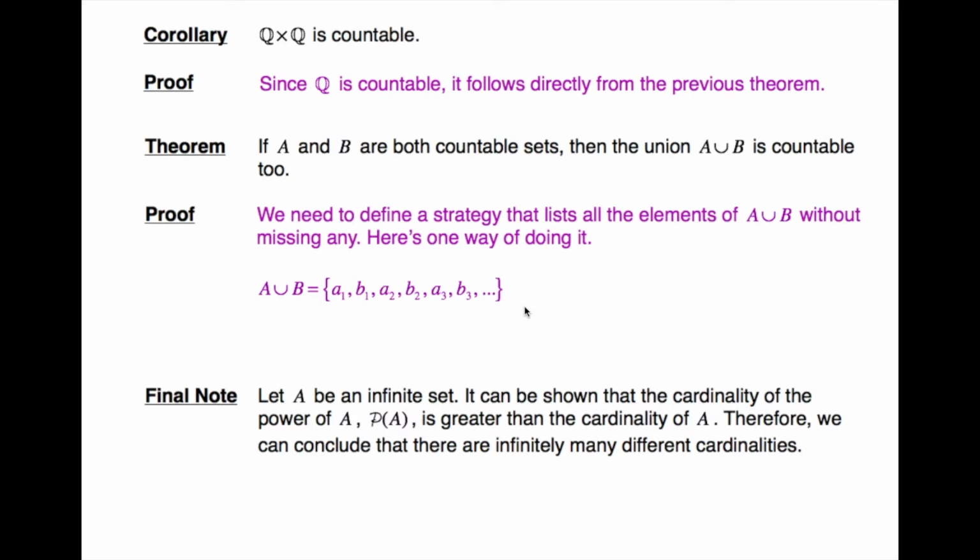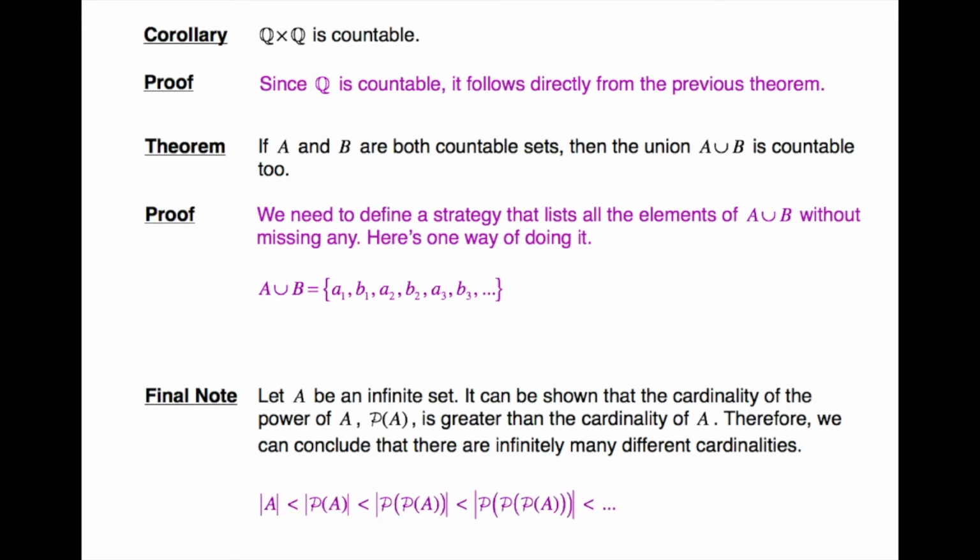So to conclude this section, we have a final note that opens up what would come later on if we continue to study these concepts. Let A be an infinite set. It can be shown that the cardinality of the power set of A is greater than the cardinality of A. So why is that important? Well, it's important because it shows that there are infinitely many infinities that exist.